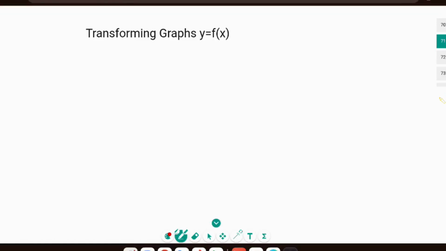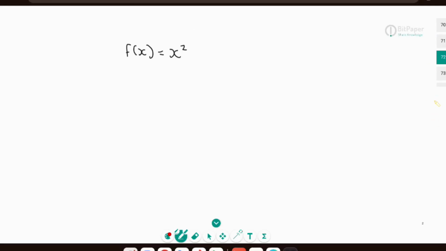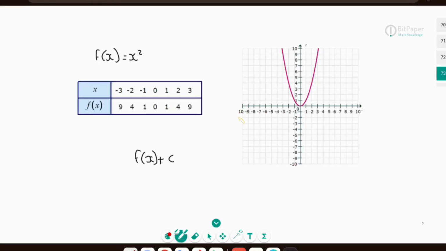In this video, we will be looking at the topic transforming graphs. So let's say we've got a function, x squared. Just have a think about what the graph for x squared looks like. Here it is drawn. Got our x values, the answers to the function. So the answers, if we put in these x values into the function. So 3, 9, 2, 4, etc.